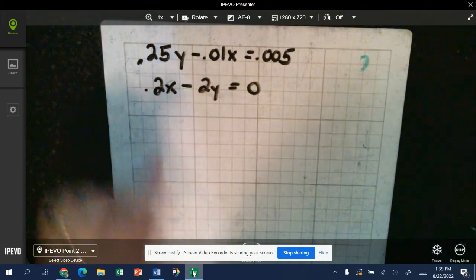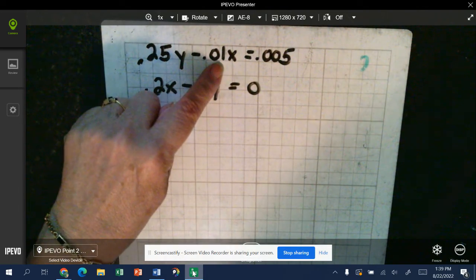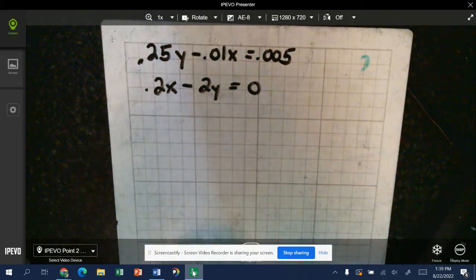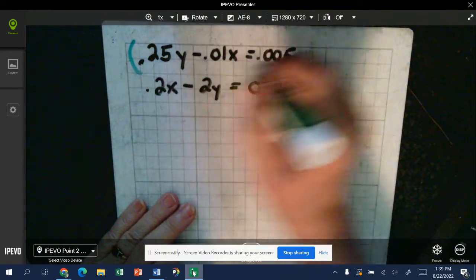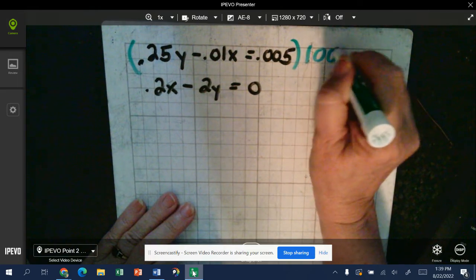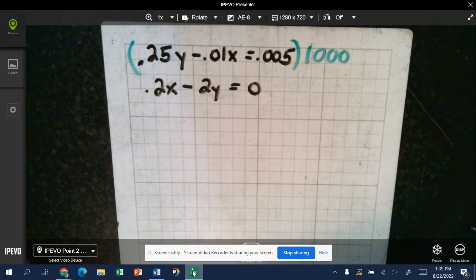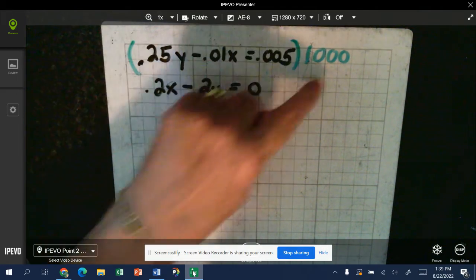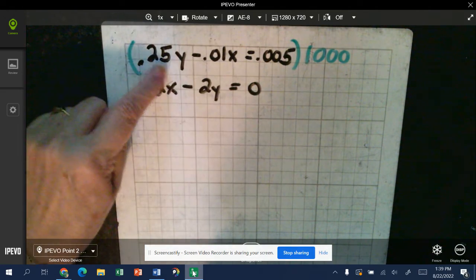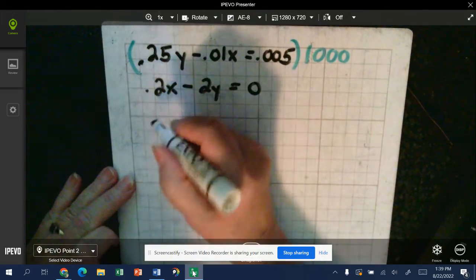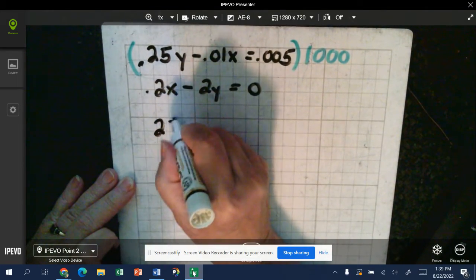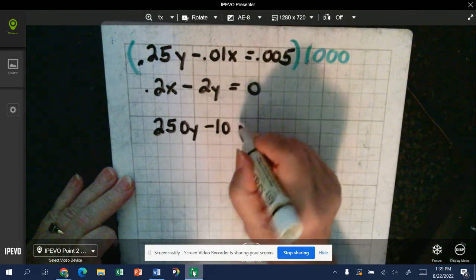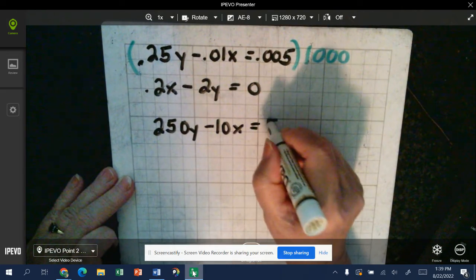All right, so the first one has 2 decimal places. This has 2 decimal places, but this one has more. This one has 3 decimal places. So I'm going to go ahead and multiply this equation through by 1,000. That way it'll get rid of all those decimals. So when I do that, I'm going to multiply 0.25 by 1,000, which is the same thing as moving the decimal over 3 places. So the first equation will become 250y minus 10x equals 5.